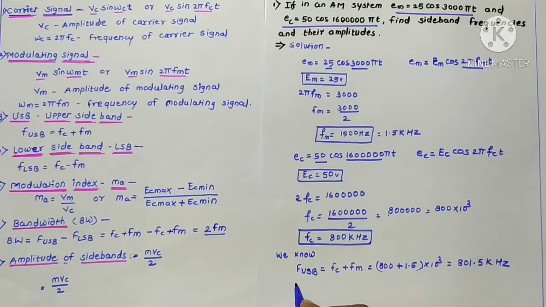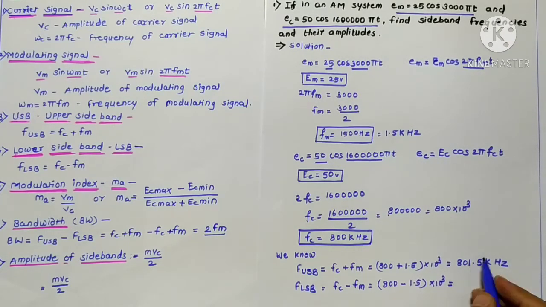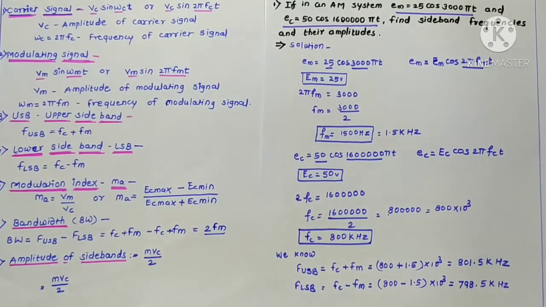Now what about F LSB? Lower sideband frequency is given here, Fc minus Fm, and this Fc minus Fm is 800 minus 1.5, and it is in terms of kilohertz. So we'll write here this is nothing but LSB lower sideband frequency is 798.5 kilohertz, and it is always less than that of USB. Okay students, now we have to find out amplitude of sideband.